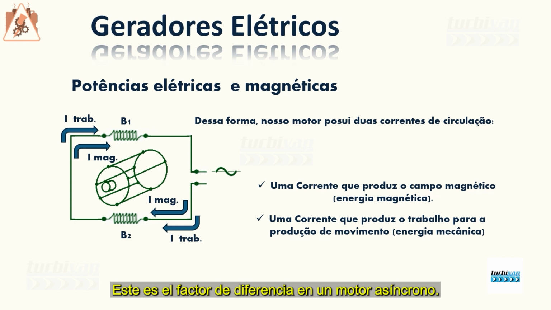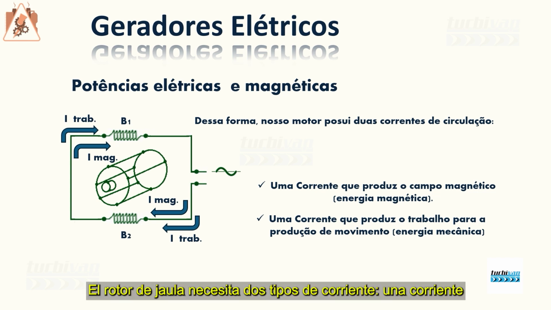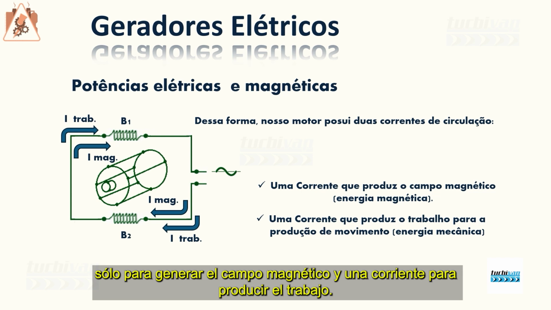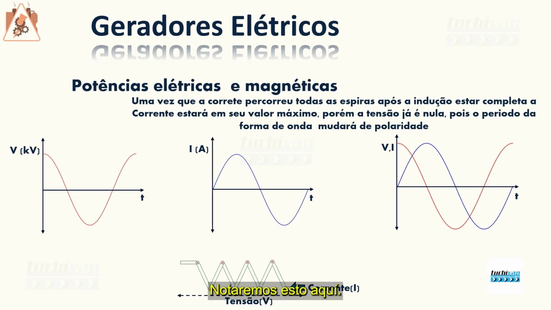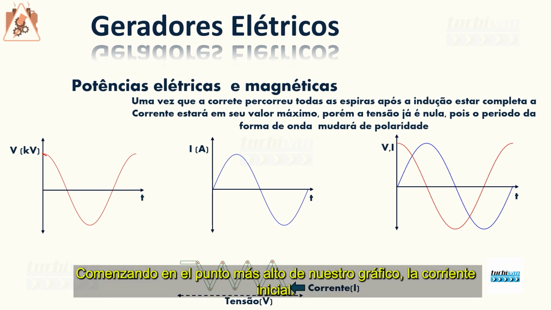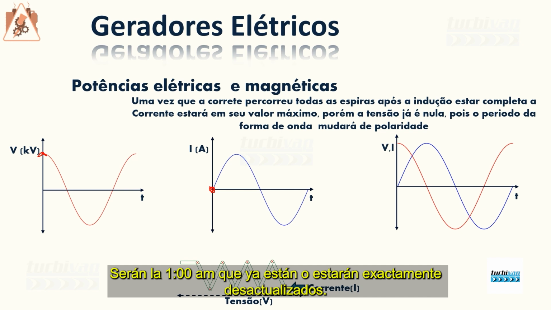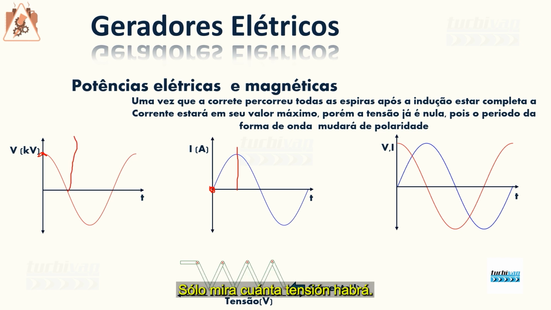Starting at the highest point on our graph, the initial current is null at this point, but as the tension decreases, the current increases. Just look at how much tension there will be when the current is 0. Here is the maximum, because in this case we are talking about a sinusoidal function. So the effect that we verified with the coil will produce this second effect in a sine wave form.